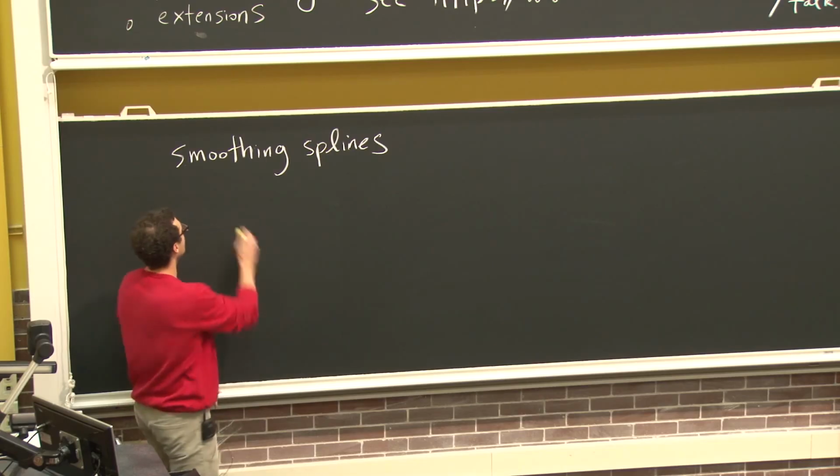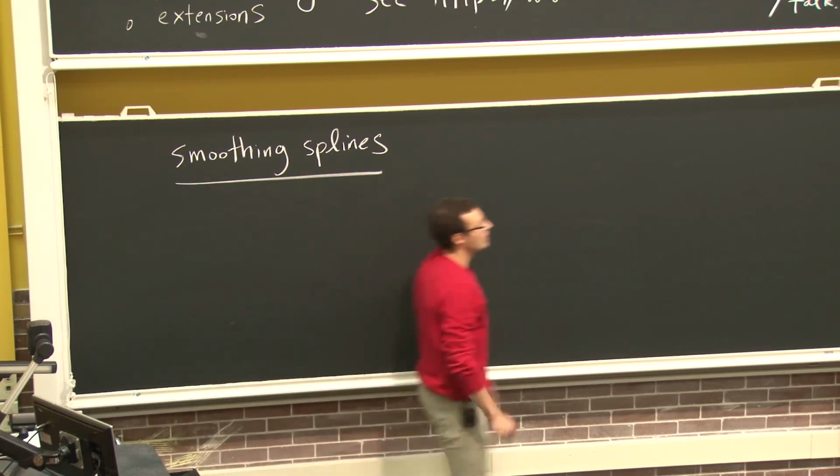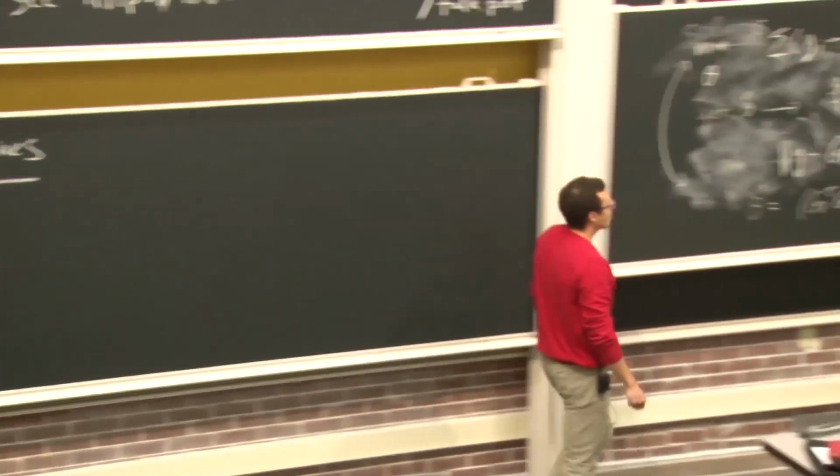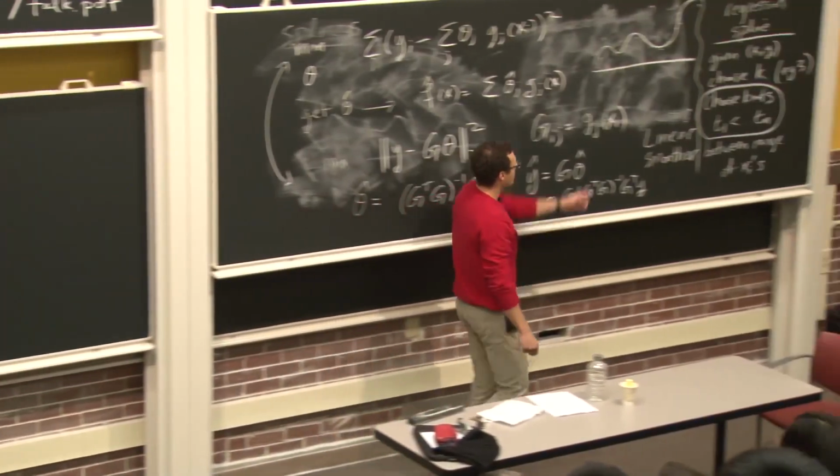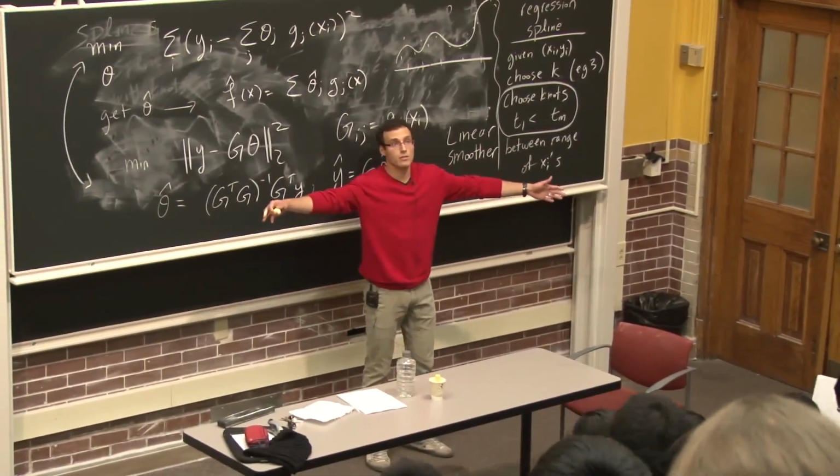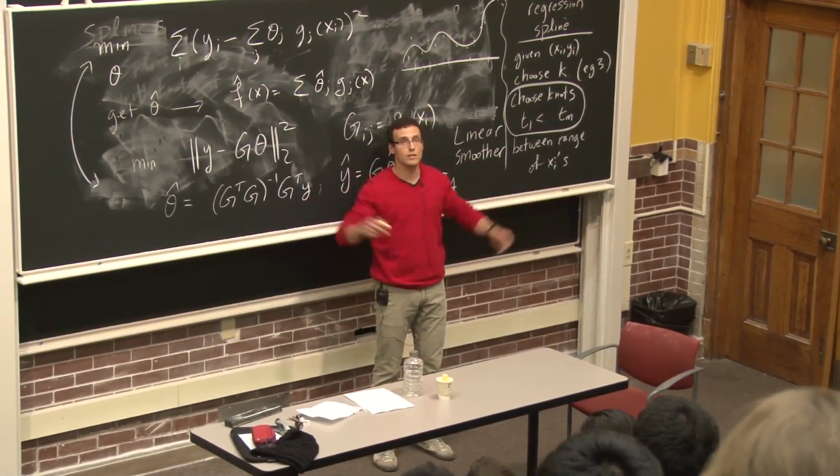So before we get there, let's just pause for a second, and let's try to think about what the problem would be if I just chose these t points to be all of my x points. Why would that not work?